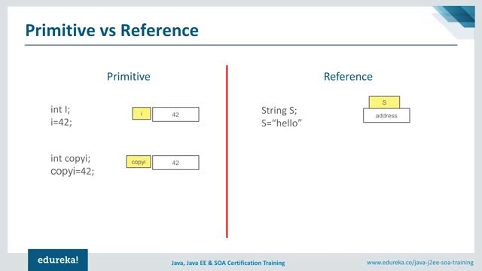Now coming to the second type, which is a reference type. Reference types can be your strings, which are basically a collection of various characters, or it can be an object of a class as well. Now, not going into the details as such, let's take a real world example.